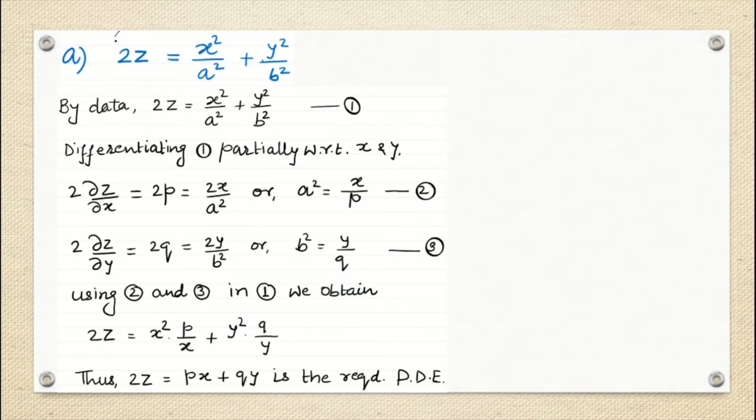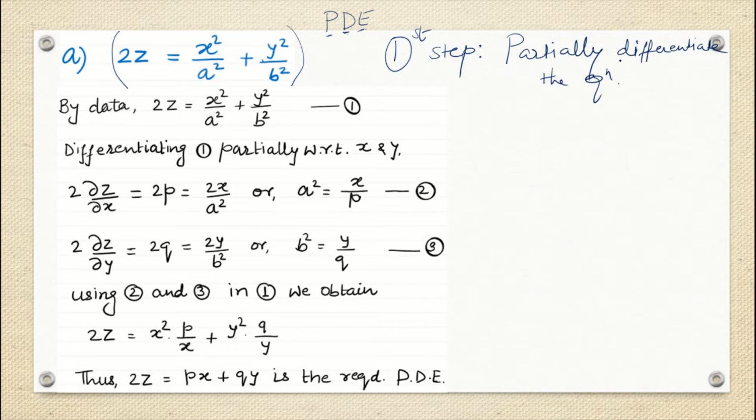This question is given to me, and we have to form the partial differential equation. So what is the very first step? Since this is a partial differential equation, the very first thing is to find the partial differentiation. So I am going to find the partial derivative. I am going to partially differentiate the equation, but with respect to what?